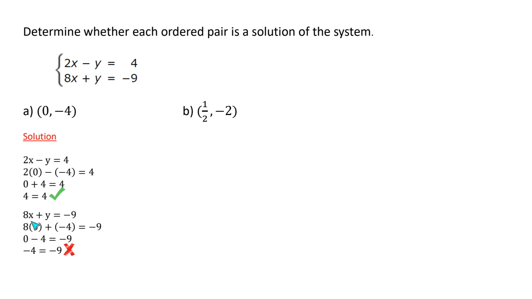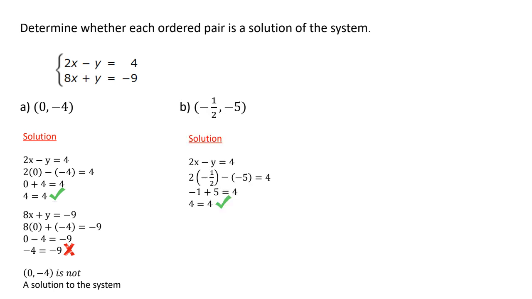So if I let x equal 0 and y equals -4, then I get -4 is equal to -9. So here it fails to satisfy the equation. In other words, we don't get a true statement. So we say that the point (0, -4) is not a solution to the system. Let's check the second example.